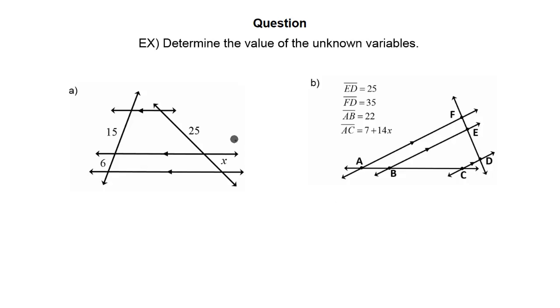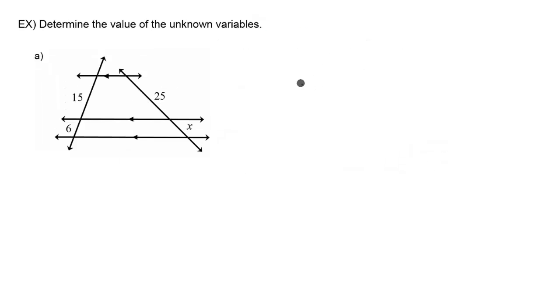In this question, we have a couple variables that are missing and we have to figure out what the value of that is. In both of these parts, we're going to use this theorem called the corollary to the side splitter theorem.